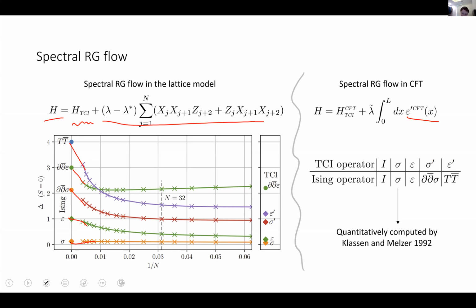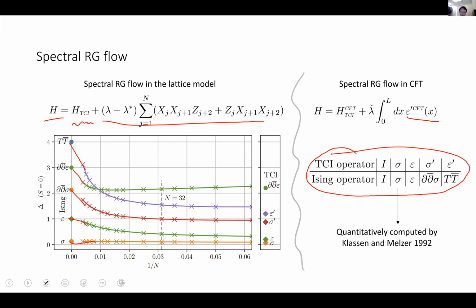So that is the spectral RG flow that was conjectured a long time ago. People conjectured that if you turn on relevant perturbations in the CFT, the corresponding operators will flow in this manner. And their conjecture is, of course, based on symmetry considerations. And it's nice that in our numerics we actually see that.